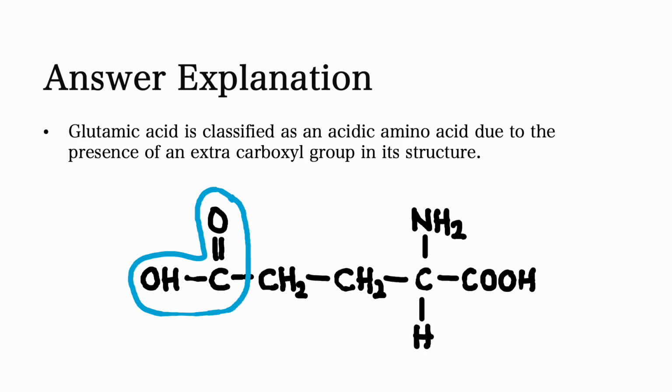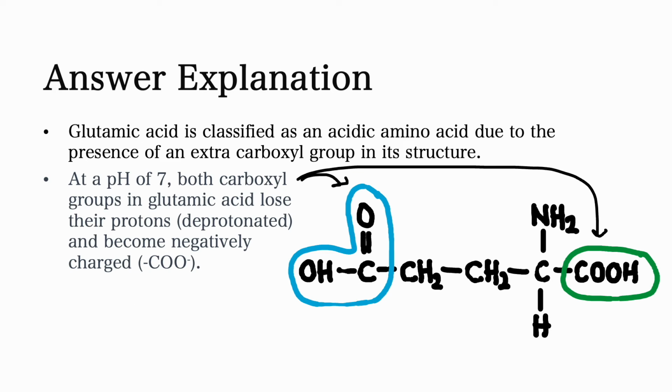Glutamic acid is classified as an acidic amino acid. This is due to the presence of an extra carboxyl group in its structure. This carboxyl group is a part of the side chain. At a pH of 7, that is, at a neutral pH, both carboxyl groups in the glutamic acid lose protons. That is, they are deprotonated. Therefore, they become negatively charged.